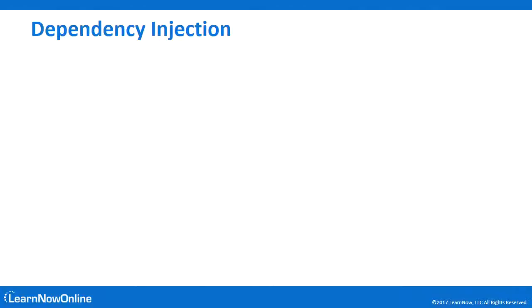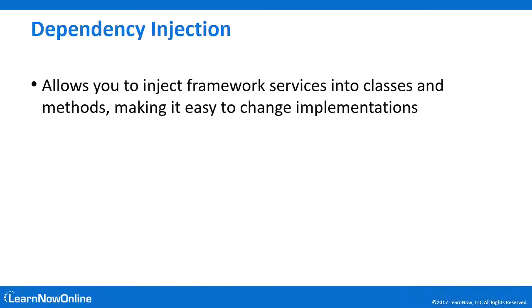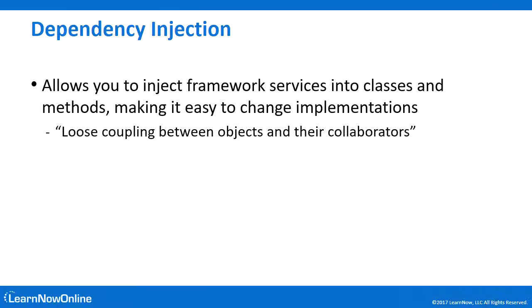Okay, so what exactly is dependency injection from the perspective of an ASP.NET application? Well, what it does is it lets you inject framework services, or other kinds of services, custom services included, into classes and methods, making it easy to change the implementation of those services. Really what it boils down to is it provides loose coupling between objects and their collaborators. So dependency injection is a technique for achieving loose coupling. And those objects are often called collaborators, or what I think is better referred to as dependencies.